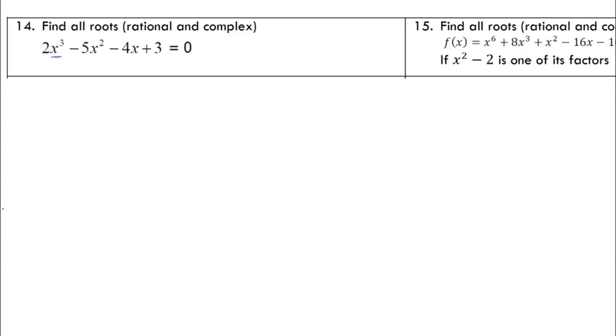So the very first thing is I look for the possible roots, which is the p over q. Now, p equals 3, which means that is going to be plus or minus 1, plus or minus 3. And q equals 2, so that's going to be plus or minus 1, plus or minus 2. So p over q is going to be plus or minus 1, plus or minus 3, and then plus or minus 1/2, and plus or minus 3/2.